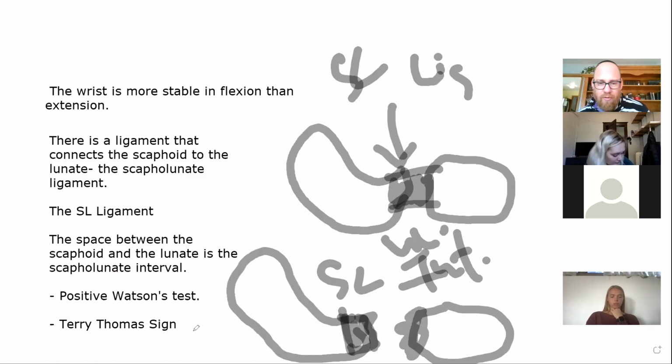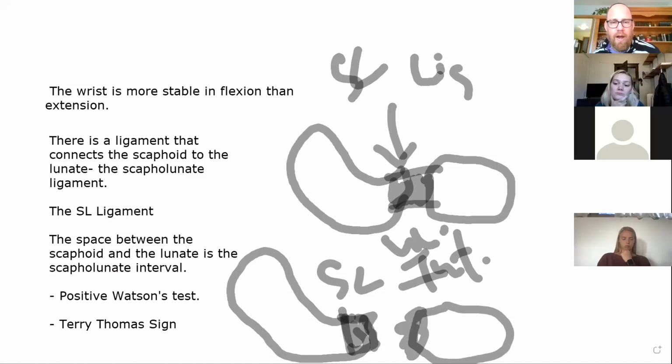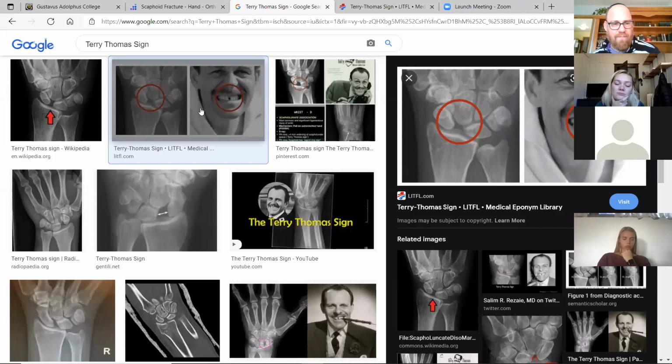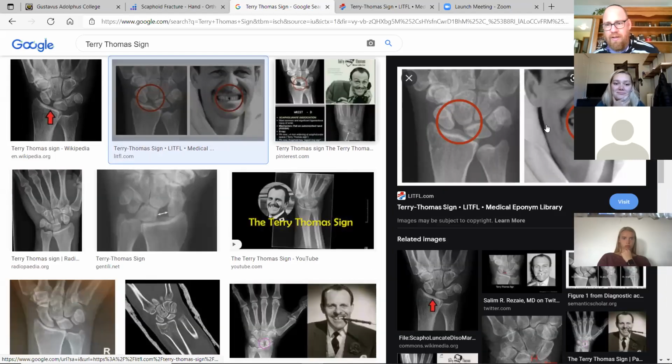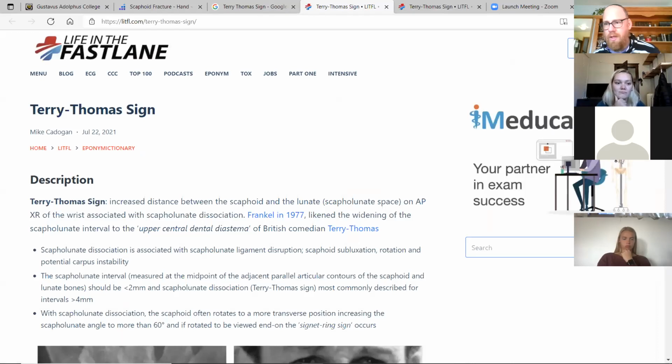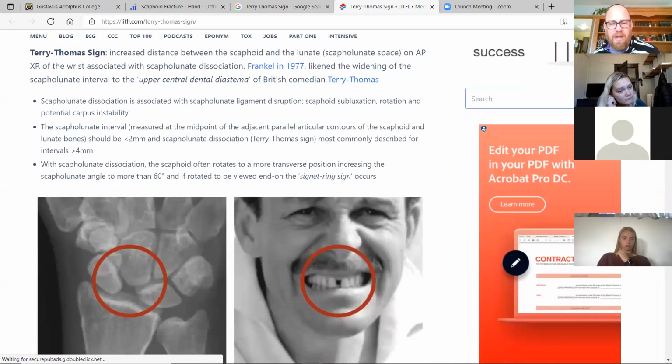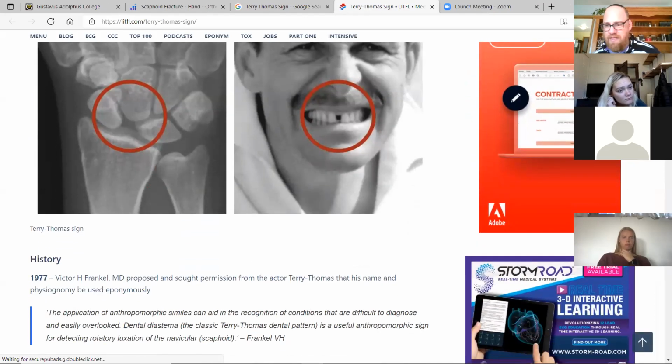And on radiographs, we're going to see something really cool called the Terry Thomas sign. Let me show that to you right now. You'll never forget this once you see it. This is Terry Thomas. For those of you that have never heard of him, he was an actor, and he was known for having a gap between his two front teeth. There's Terry Thomas with his infamous gap.